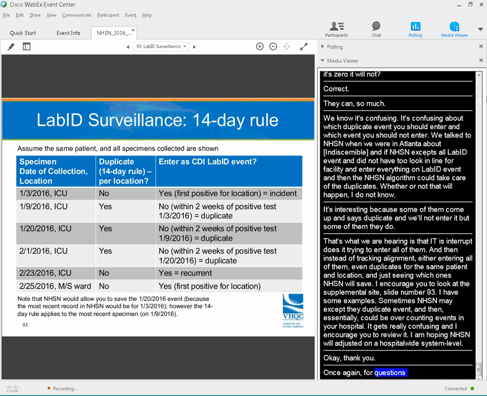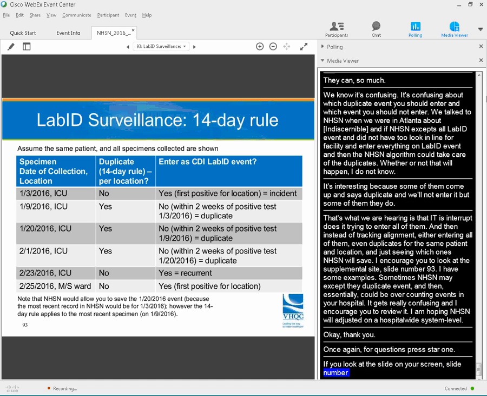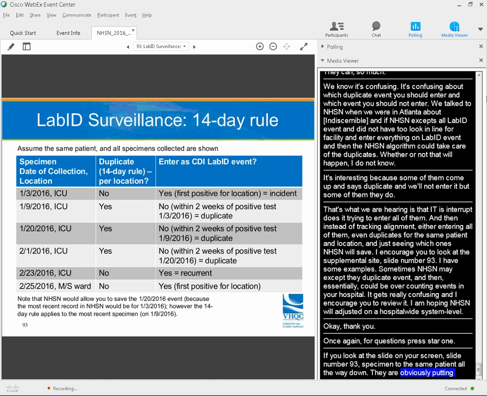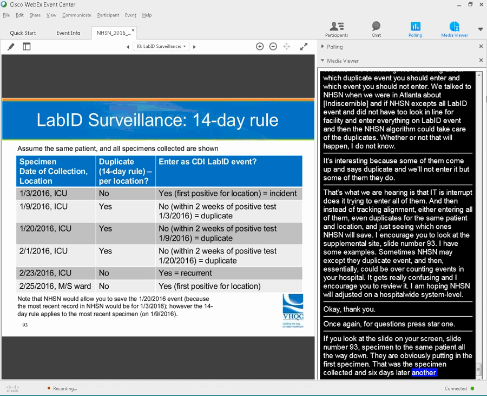So if you look at the slide that's on your screen, which is slide 93, these are duplicate specimens for the same patient all the way down. And so you're obviously putting in the first specimen. That was a specimen collected in the ICU. And then 6 days later, there's another specimen collected in the ICU. But that's obviously a duplicate because it's within 14 days. And so the NHSN rule, as it stands right now, is that you're not supposed to put that in.